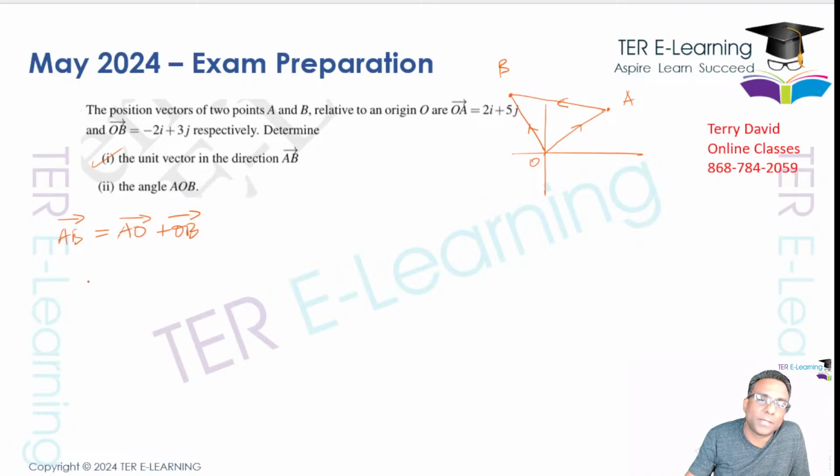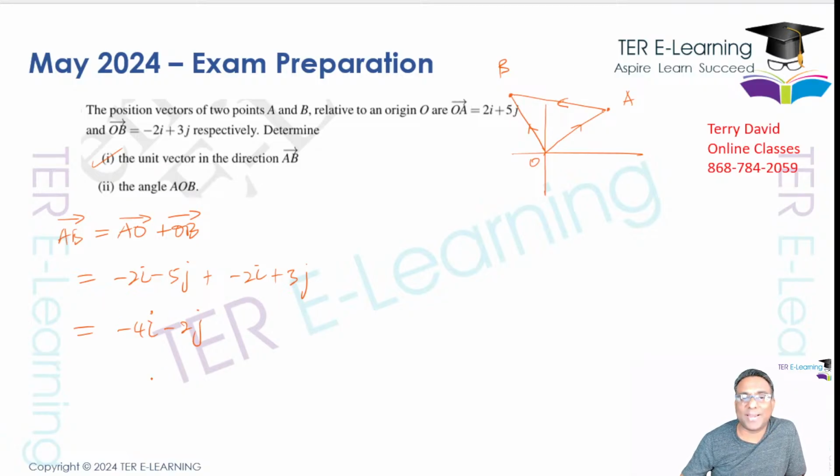So AO is in the reverse direction of OA, so that's going to be minus 2i minus 5j. And then we're going to add that to the vector OB, which is minus 2i plus 3j. So this is going to be minus 4i, minus 5 plus 3 is going to give you minus 2. So this is the vector AB here, minus 4i minus 2j. Now, if you all see any errors, let me know.